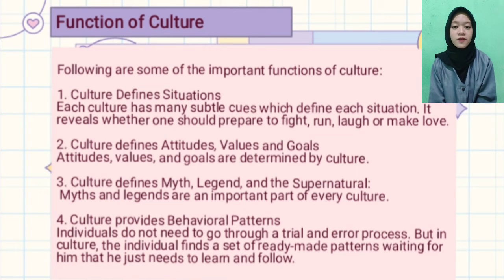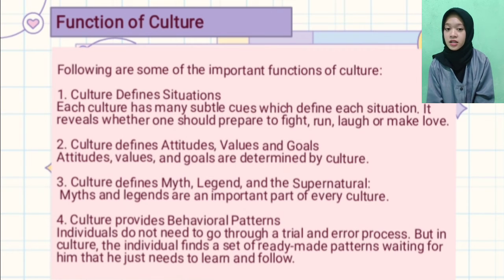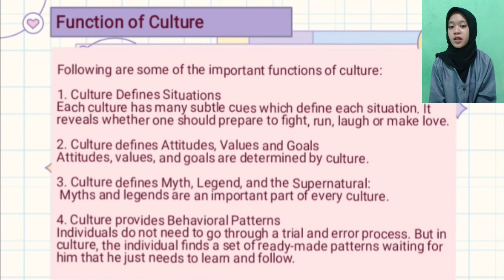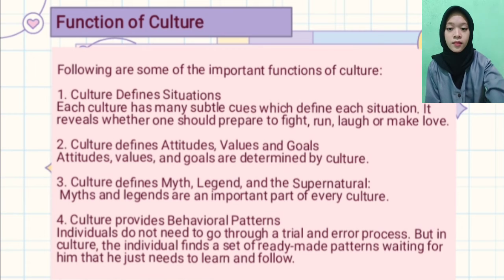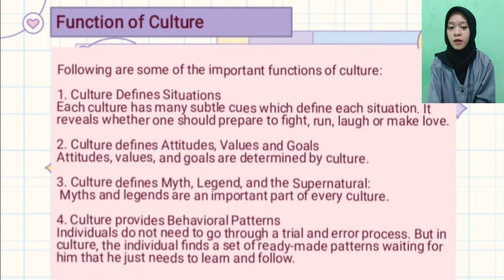Next is culture defines myths, legends, and the supernatural. Myths and legends are an important part of every culture. They can inspire, strengthen, avert, and sacrifice and bring comfort in grief. We cannot understand the behavior of any group without knowing something about the myths, legends, and supernatural beliefs they hold. Myths and legends are powerful forces in group behavior.